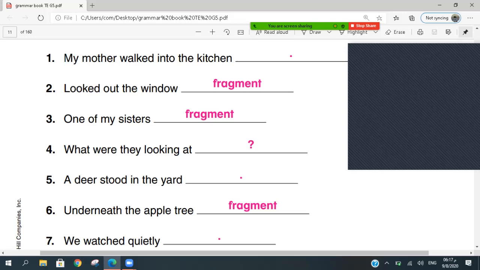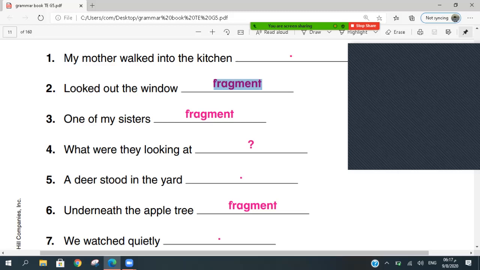Okay? So here, let's go to this. Looked out the window. Do you know who looked out the window? No. Is it my father? Is it Rimas? Is it Dania? Who looked out the window? We don't know. So if something is missing in the sentence, we call it a sentence fragment.